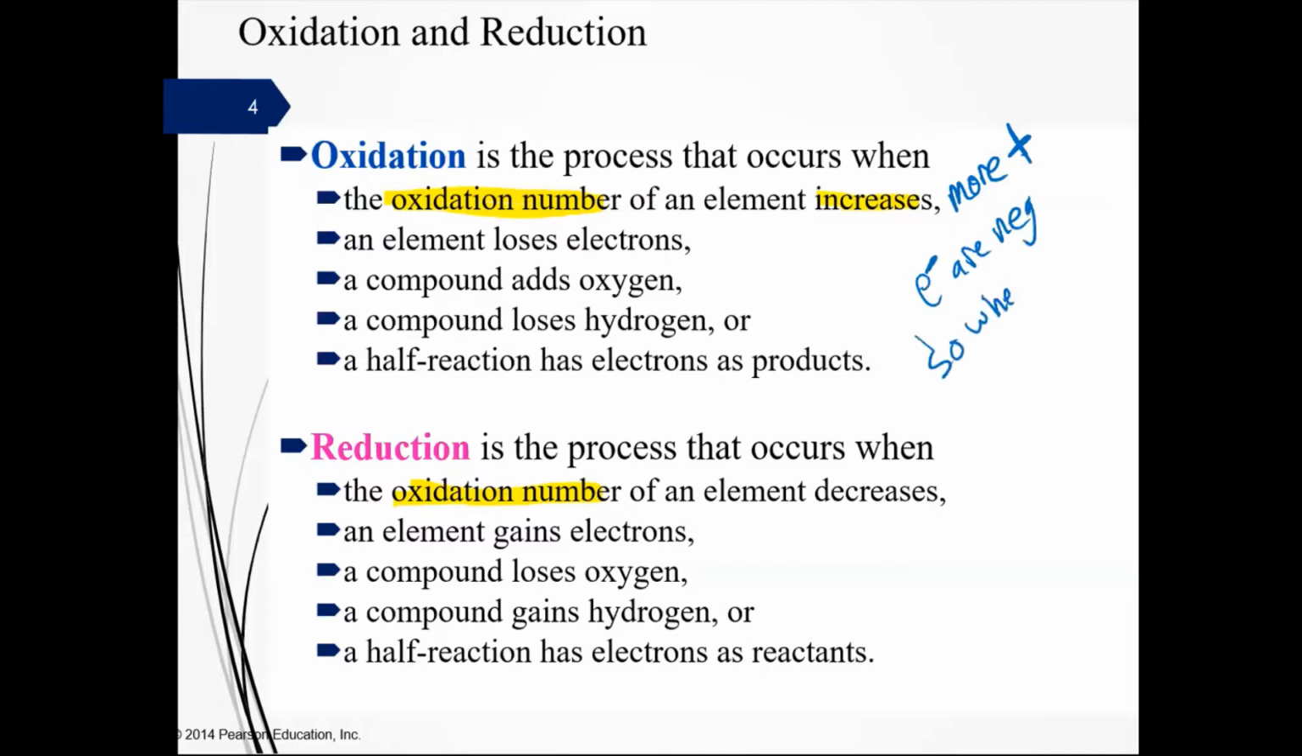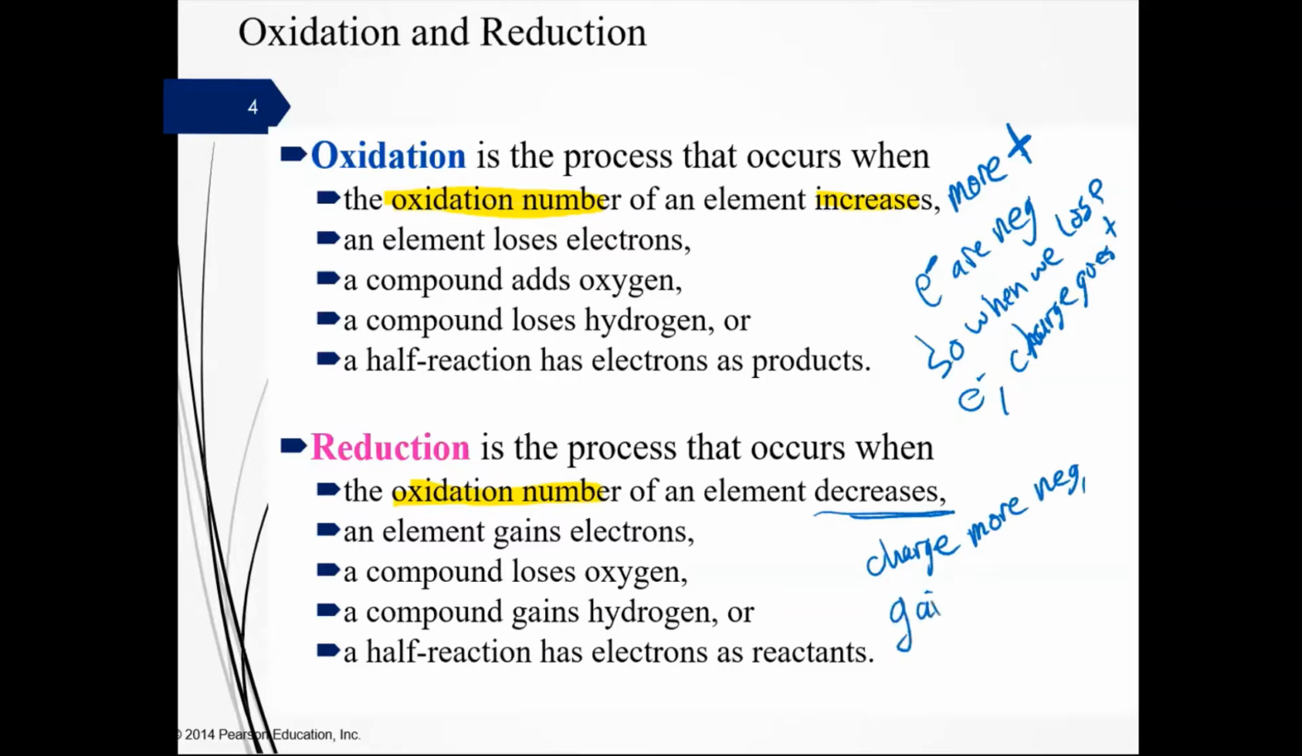And it's becoming more positive because electrons are negative. So when we lose electrons, our charge goes positive. On the other side, when the oxidation number decreases, our charge should become more negative because we've gained more negatively charged electrons.